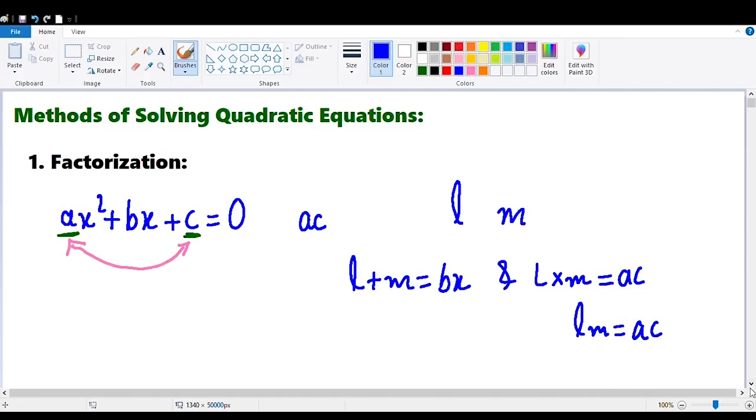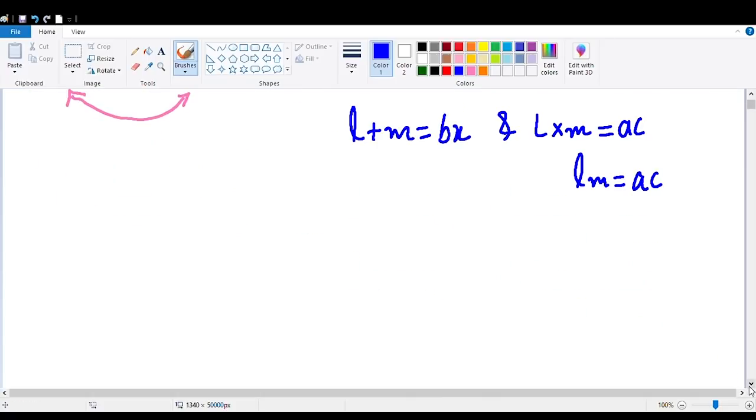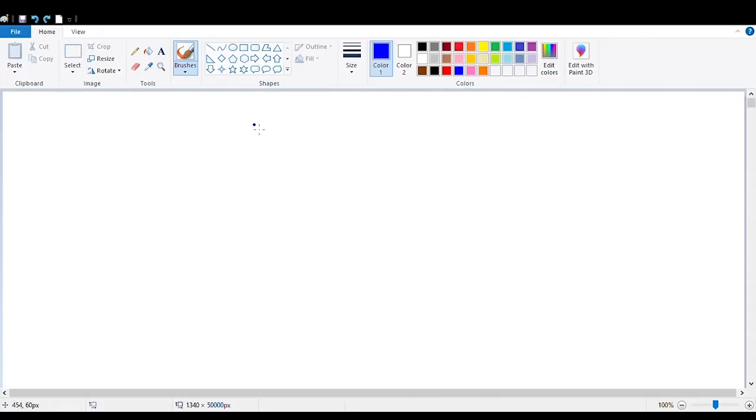Now, let's understand this better with an example. The first example that we're going to solve using the factorization method is 3x squared minus 6x equals x plus 20.